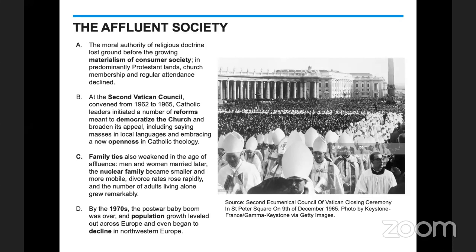C, family ties were weakened in the age of affluence. Men and women tend to marry later, and the nuclear family became smaller and more mobile. Divorce rates rose rapidly, and the number of adults living alone grew remarkably during this time. By the 1970s, the post-war baby boom was over, population growth leveled out across Europe, and even began to decline in Northwestern Europe.